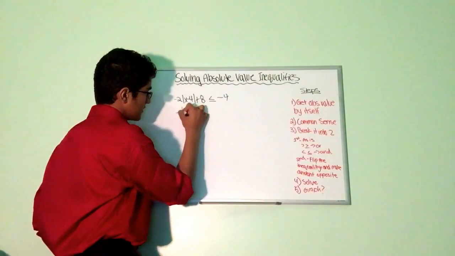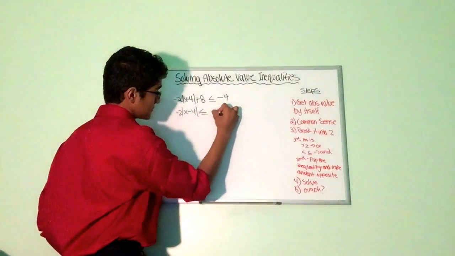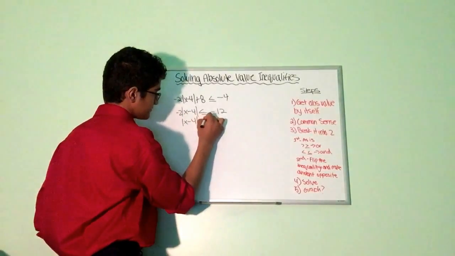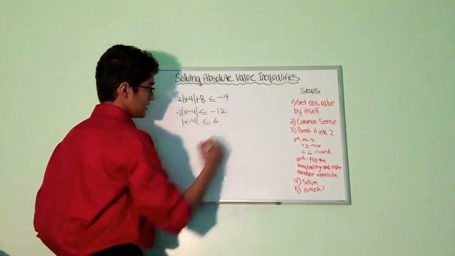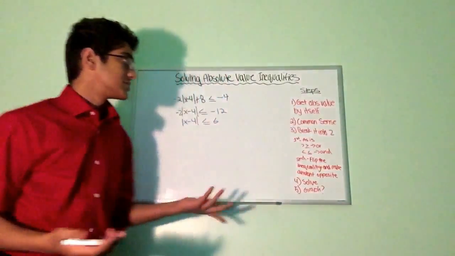Negative 2x minus 4 would become negative 12. And x minus 4 would become 6. And then the second thing you do is you use your common sense.